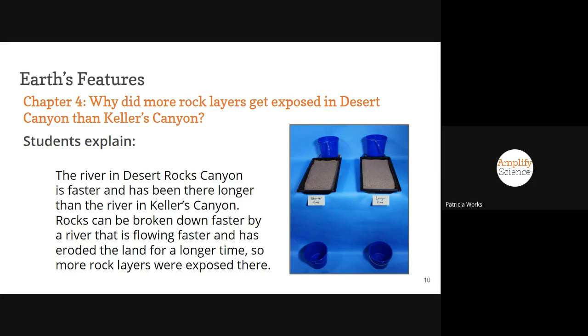By the end of Chapter 4, students explain that more rock layers got exposed in Desert Rocks Canyon because the river that flows in Desert Rocks Canyon is faster and has been there longer than the river in Keller's Canyon. Rock can be broken down by water, and the longer a river flows, the more rock it can erode. Also, a faster river can erode more rock. This means that the river in Desert Rocks Canyon eroded more rock and exposed more rock layers because it's been flowing over the rock longer and because the river is faster.